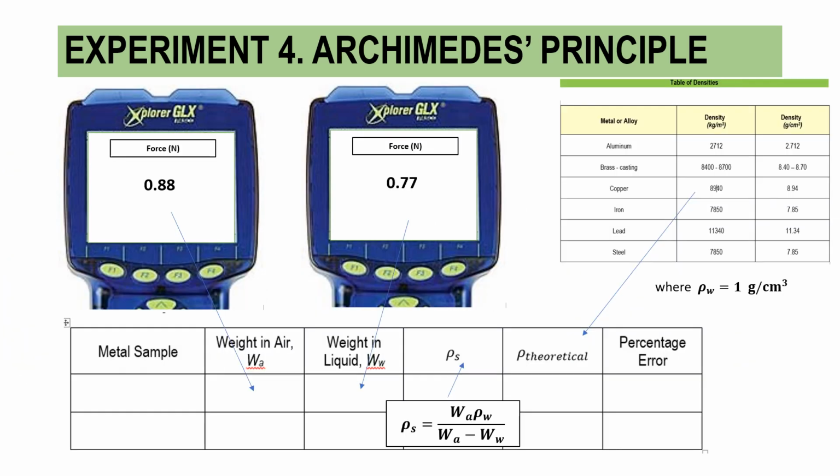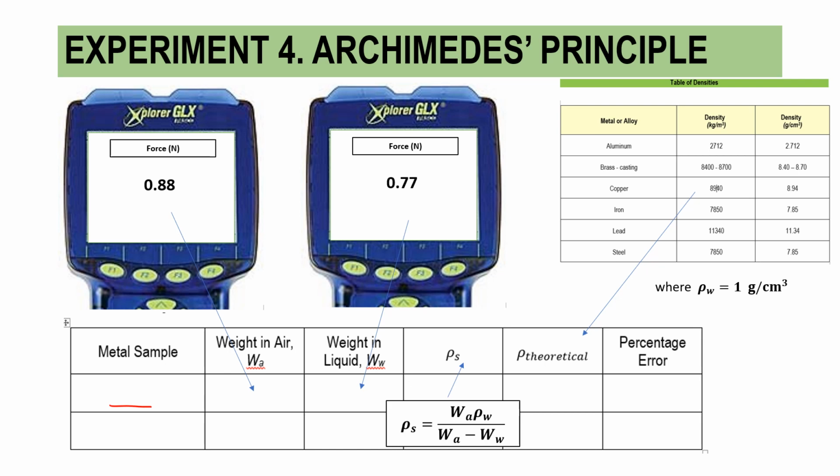We have to identify the kind of metal sample, and then we should place the name of the material in the first column. The weight in air, or W sub A, should be placed in the second column. The weight in water should be placed in the third column. And to compute the experimental density of the solid, we need to use this equation: weight in air multiplied by the density of water over weight in air minus the weight in water.